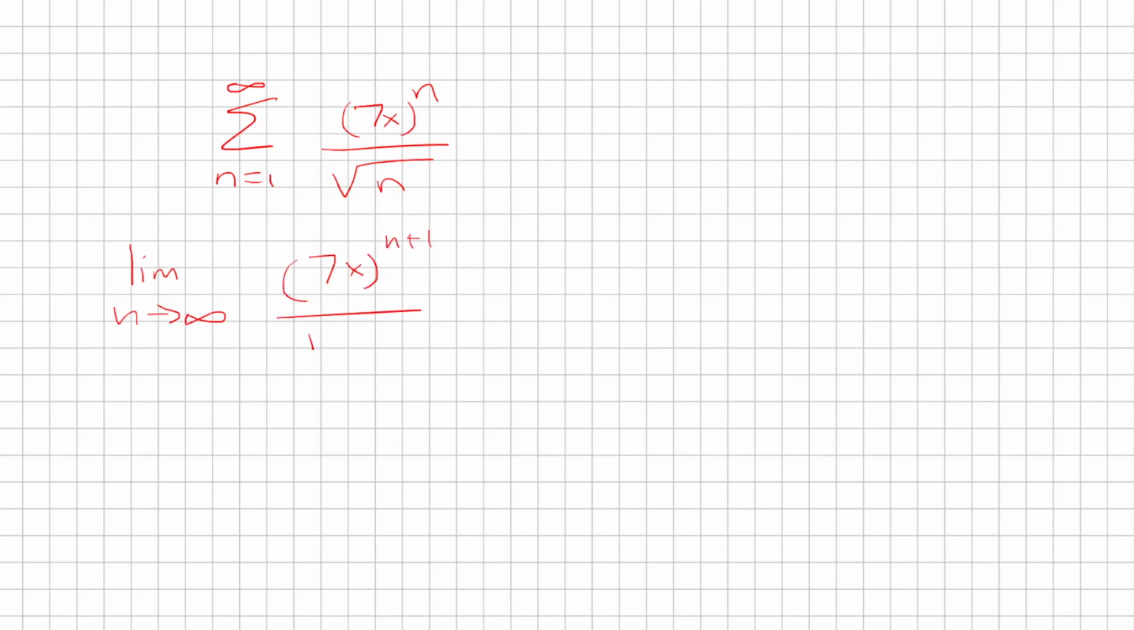In this video, we want to find the interval of convergence for the following power series. So we have 7x to the nth over the square root of n. And the way we're going to do this is by using the ratio test. So we look at the n plus first term over the nth term, and then we'll be taking the absolute value of this thing.